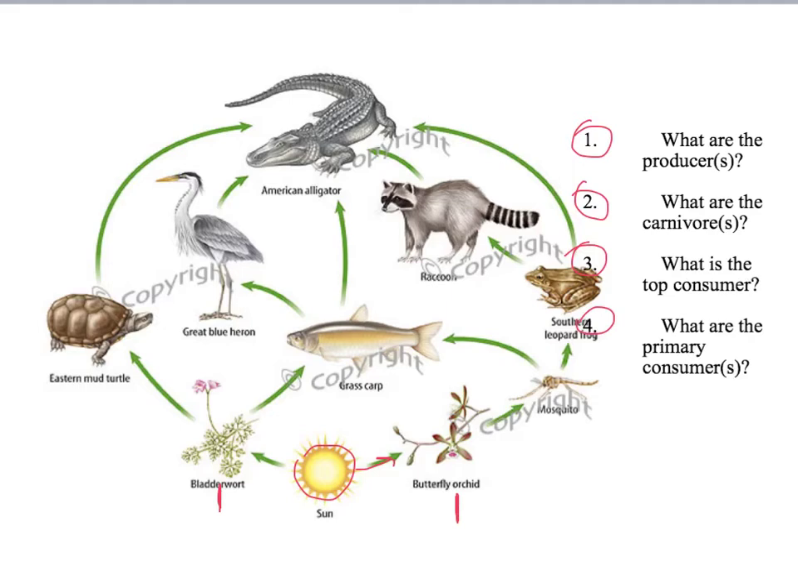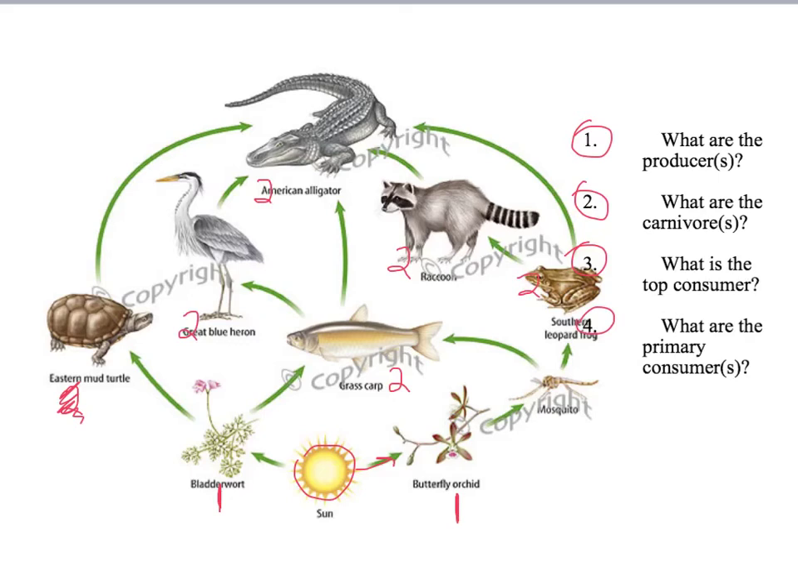What are the carnivores? Well, remember, if you eat plants, you're called an herbivore. And if you eat other animals, you're called a carnivore. So, grass carp, even though they eat bladderwort, they also eat mosquitoes. So we would call them a carnivore. Blue herons eat the carp. Eastern mud turtles, they are not carnivores because they only eat bladderworts. Alligators eat a whole bunch of different stuff. Raccoons eat the frogs, and the frogs eat mosquitoes. So they're all carnivores.